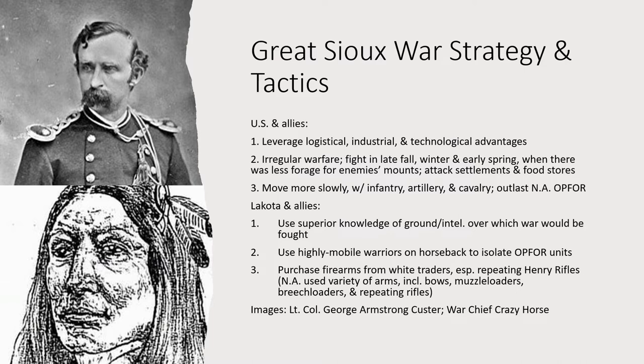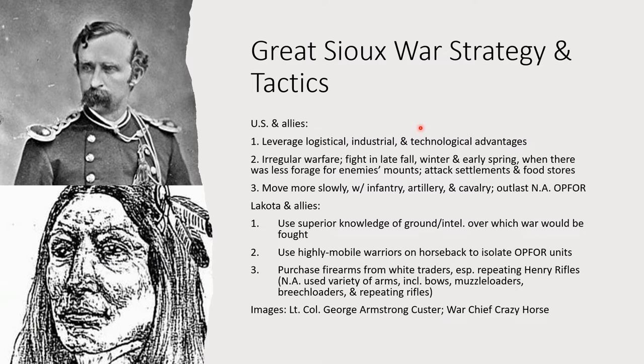So now we'll discuss the tactics and strategy used by the belligerents in the Great Sioux War. The U.S. and allies, they will leverage their logistical, industrial, and technological capabilities, mainly the US, but they will also reinforce their Native American allies. And then the US and its allies will use irregular warfare.